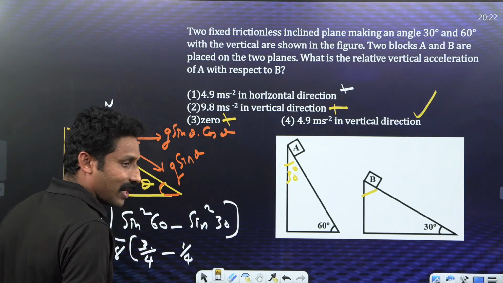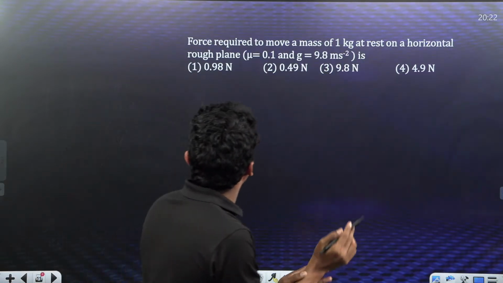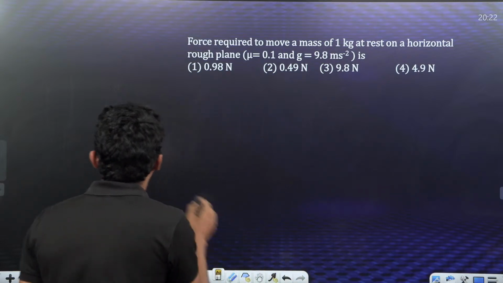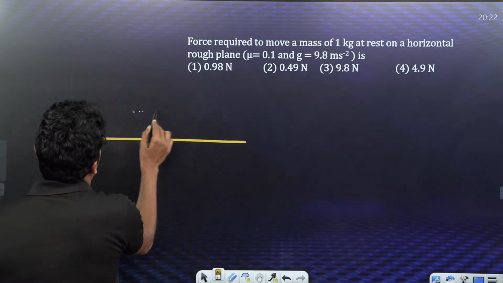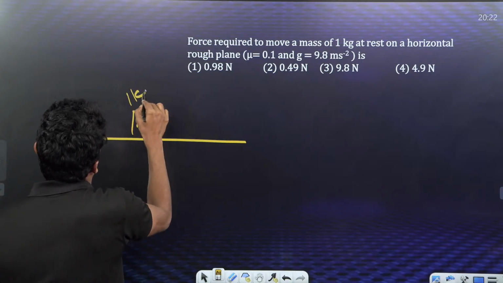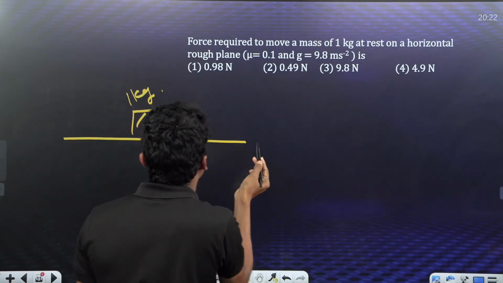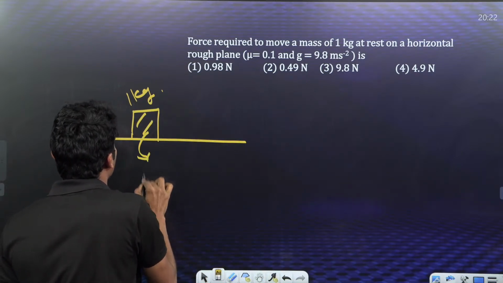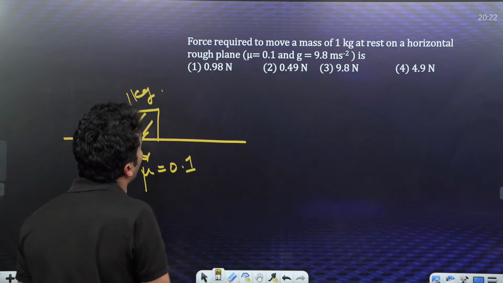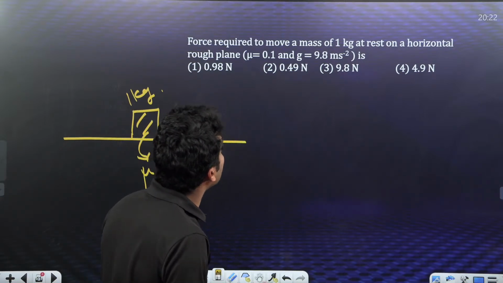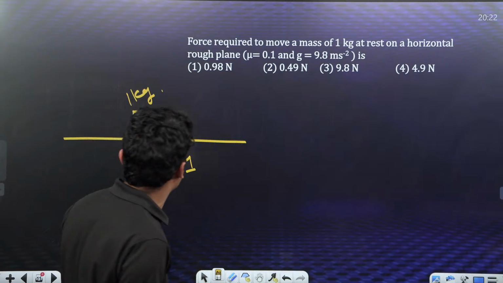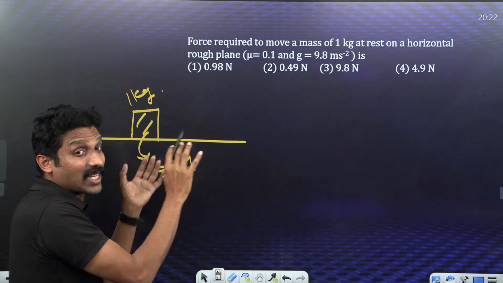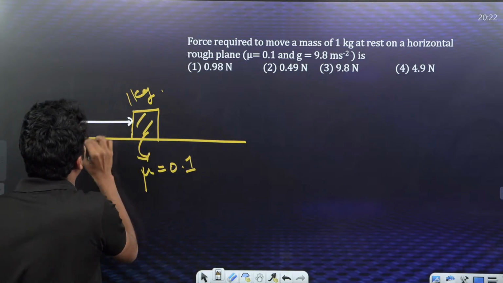Okay. Now, the next question is this one. Force required to move a mass of 1 kilogram at rest on a horizontal rough plane. Consider a horizontal rough plane and imagine a block of 1 kg there. How much force is required for this block to start its motion? The friction coefficient is given as 0.1, a unitless quantity, and g is 9.8, which we have to take. The question asked is how much force is necessary for this block to start its motion, which means we are applying a force.